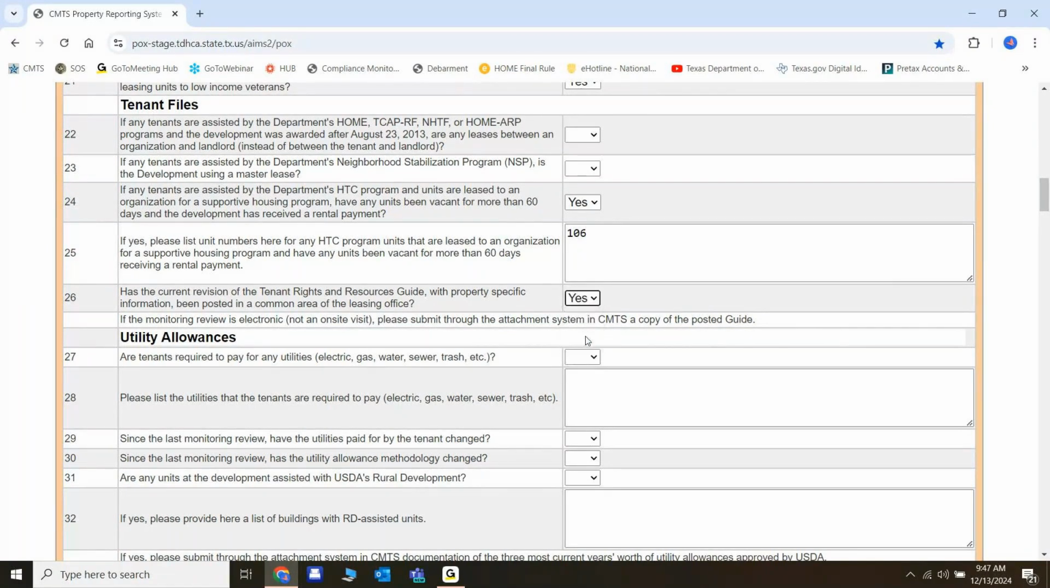And if it's yes, which most of them are, because a lot of you are ready to do that. But if this monitoring review is done electronic and it's not an on-site review, we're going to ask you to submit through the CMTS attachment system a copy of that posted guide, because we need to review it and make sure that it's the current version, it's been completed, and we're just saying, by you attaching the copy of it, we are trusting that you are attaching what has been posted. So any questions with tenant files?